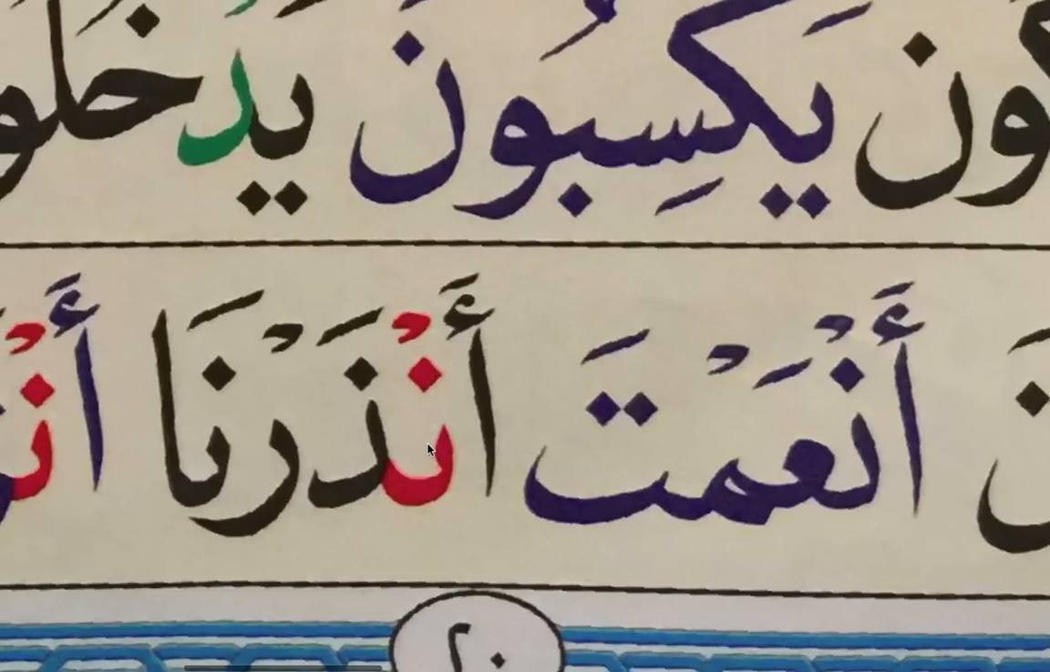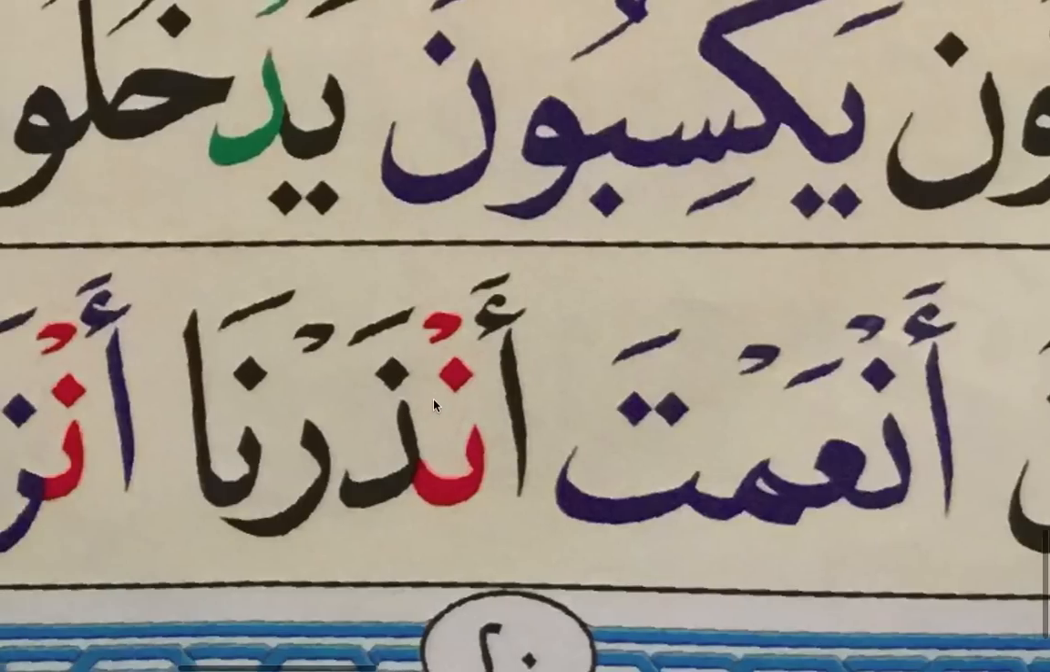This next one, because this is noon sakin followed by one of the letters of ikhfaa, we're going to hide this noon because it's also red. Hamza fatha noon sukoon an. Dhal fatha ra sukoon dhar. Anzar. Noon fatha alif sukoon na. Anzarna. This is noon sakin. Because it's red, we're going to hide it. Anzarna. This noon has to be hidden in your nose.